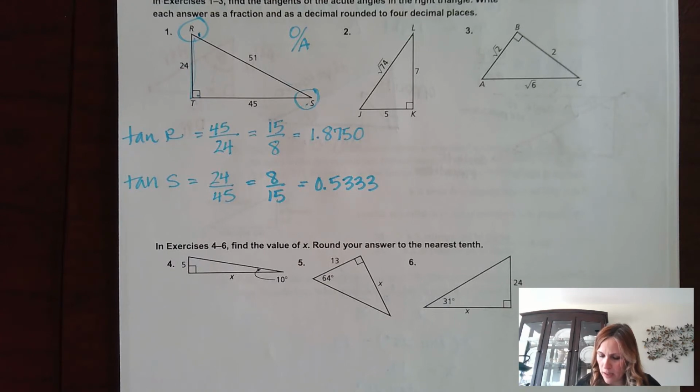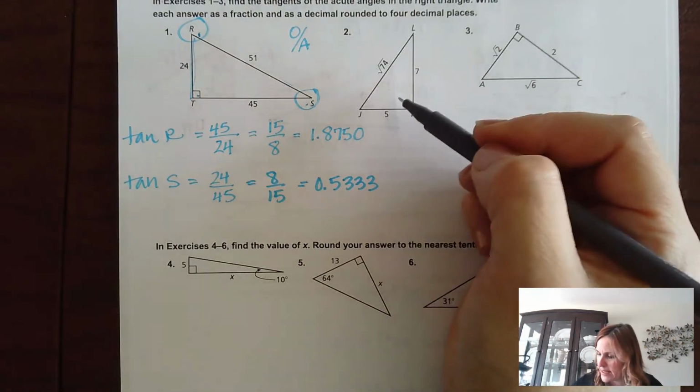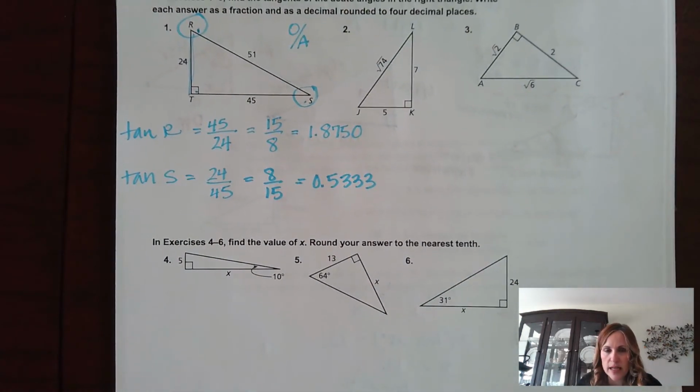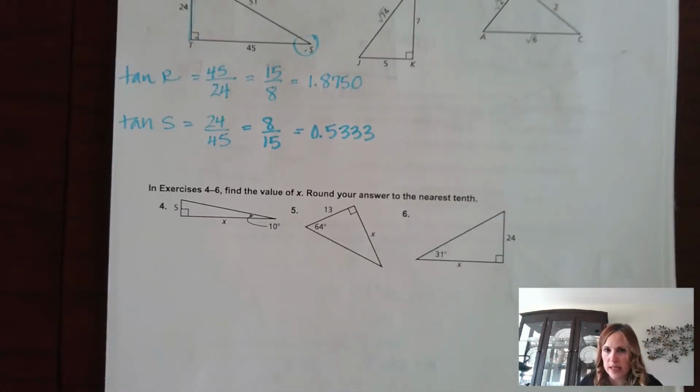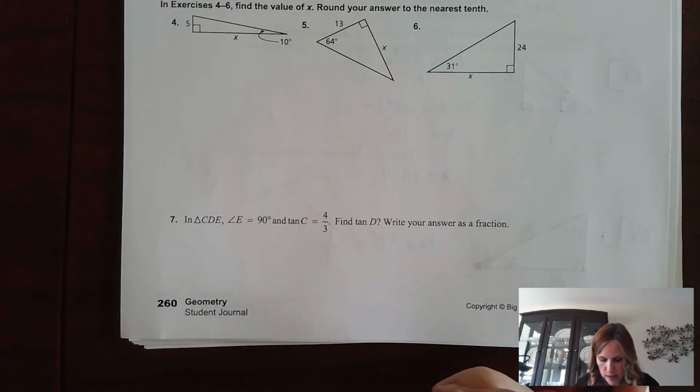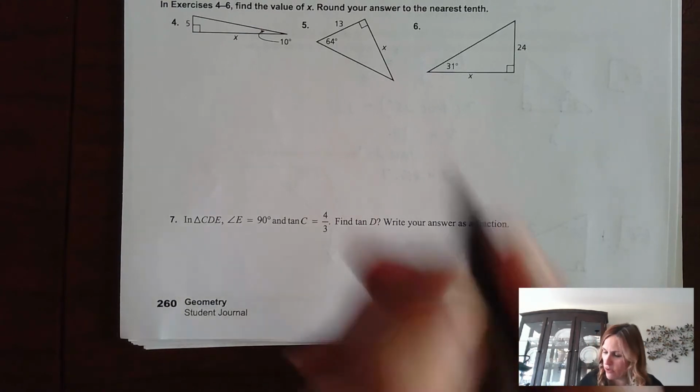Not a whole lot in terms of what I'm asking you to do here. Again, same kind of deal with 2 and 3. You're just asked to find the tangents of both of those acute angles in each triangle. So I'll save those for you guys to do. Now let's look at 4, 5, and 6. So let's do 4. I'll do 4 and 5, and you can try 6 on your own.